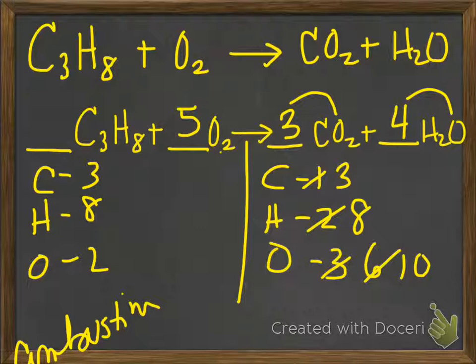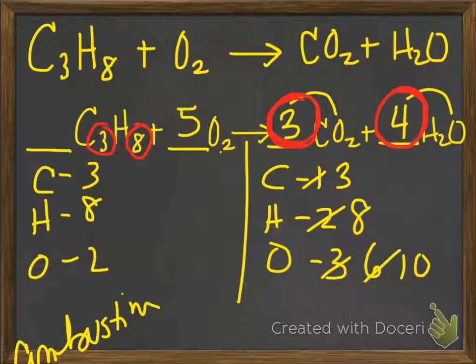A few tricks for balancing hydrocarbon combustion reactions. The coefficient in front of the CO2 in the product will always be either the same as the subscript or 2 times the subscript. The coefficient in front of the water will always be either half of the subscript or the subscript itself. So those are the 2 things to look for, and you can basically run those 2.